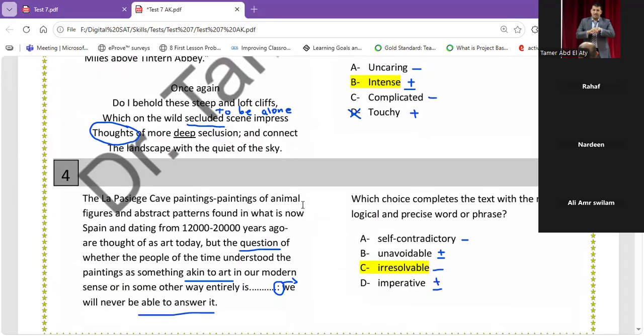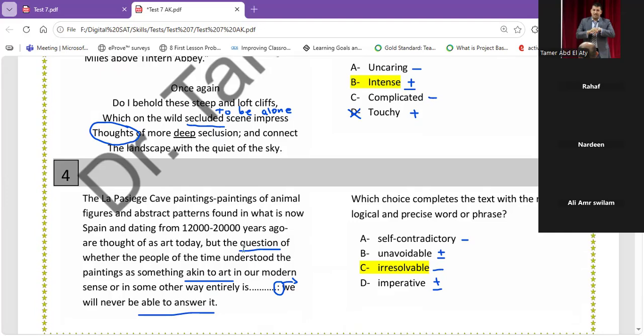Number 4. Again, we have to look at the connotation. Self-contradictory, to be against yourself. Negative, unavoidable, neutral, irresolvable, cannot be resolved, cannot be answered, negative, imperative, neutral. Whenever we have neutral, go to the context clue. He said here that La Passage cave paintings of animal figures and abstract patterns found in what is now Spain and dating from 12,000 to 20,000 years ago are thought of as art today.